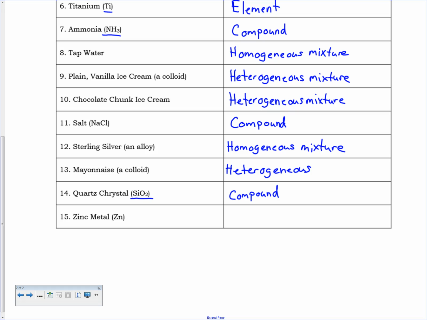And then lastly here, zinc metal. It gives us the symbol for zinc is Zn, so just one capital letter, which means it is an element.